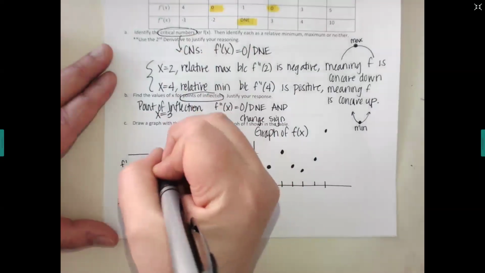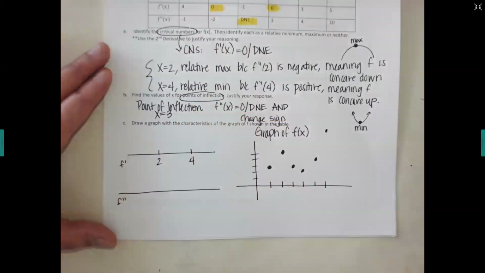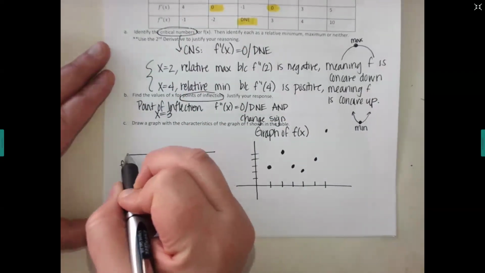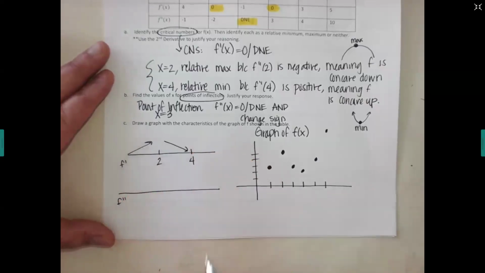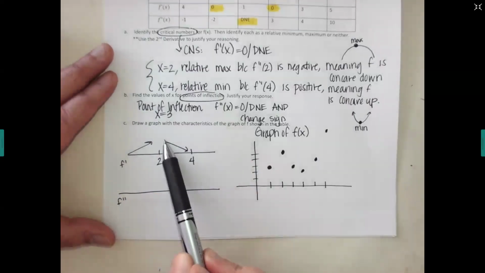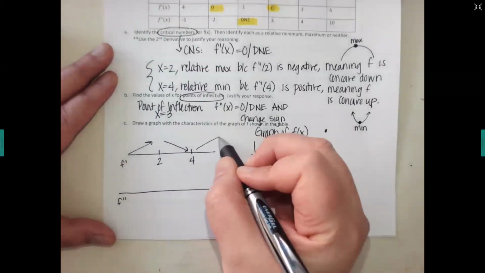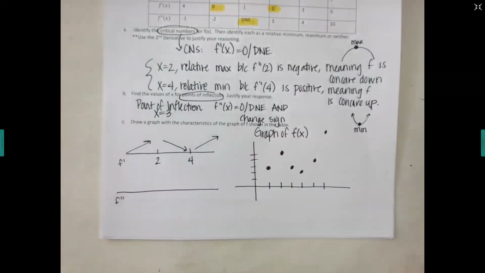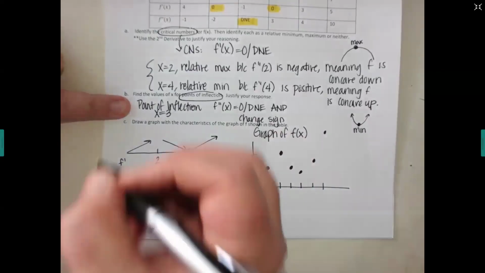So 2 we'll put here, 4 we'll put here. What type of extrema was 2? A maximum. Then it must have changed from uphill to downhill. And then what type was 4? A relative minimum, so it must have changed from downhill to uphill. Okay, now let's do our F double prime row. Now we're talking about concavity. I only had 1 point of inflection. What number did it switch at? This is now part B.